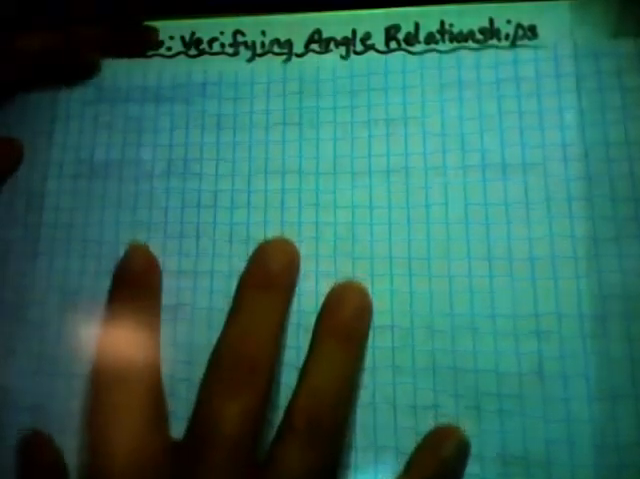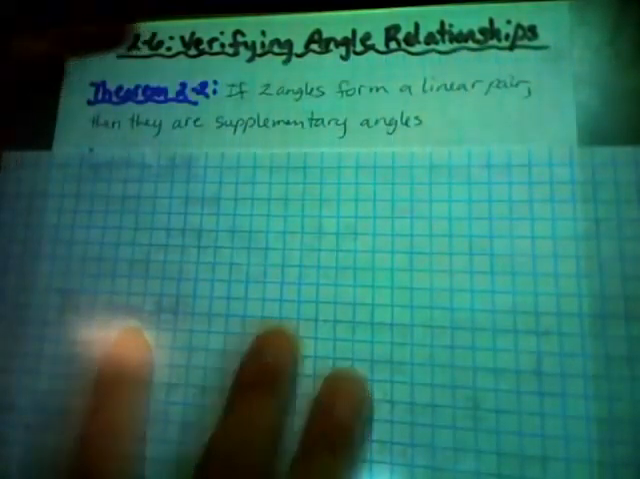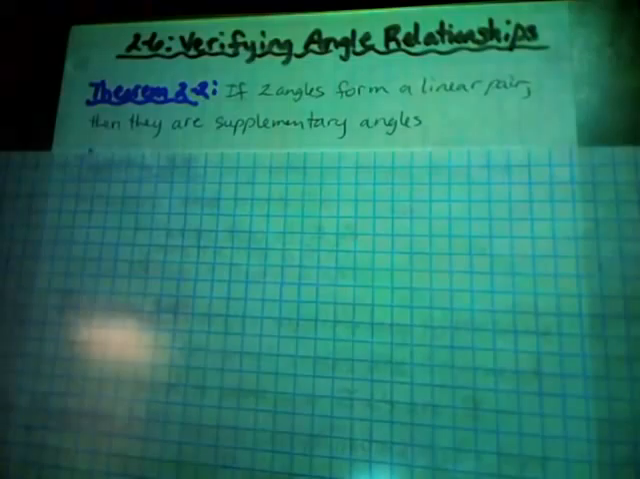Alright, so for 2-6, we're going to be verifying angle relationships. We've talked a lot about angle relationships, but here are all of your theorems, postulates. So theorem 2-2, if two angles form a linear pair, then they are supplementary angles. I gave you a definition of a linear pair earlier in the chapter. This is the official theorem behind that definition.